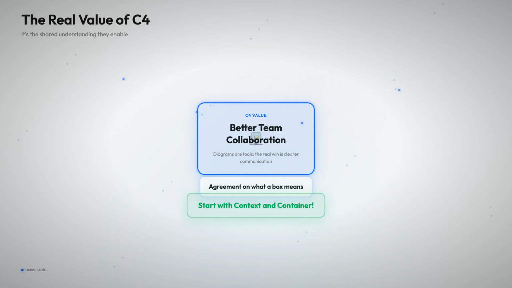Adopt C4 incrementally. Focus on context and container first. If you can't draw a clean context diagram, your system boundaries aren't clear. That's an architectural problem hiding in plain sight. Start with those levels, tie updates to processes, and transform how your team works.